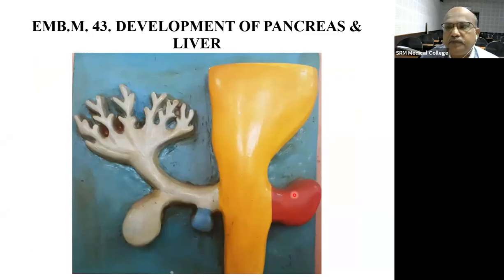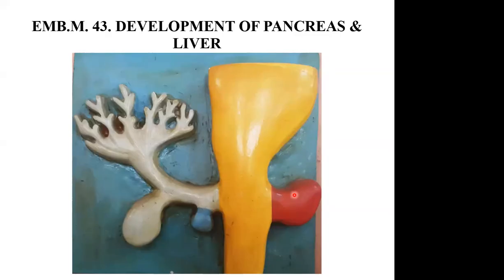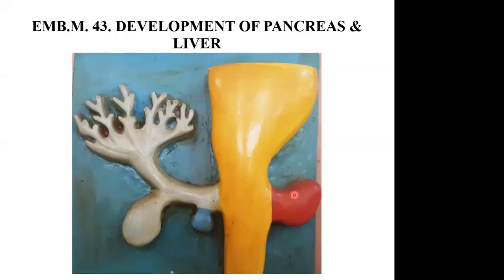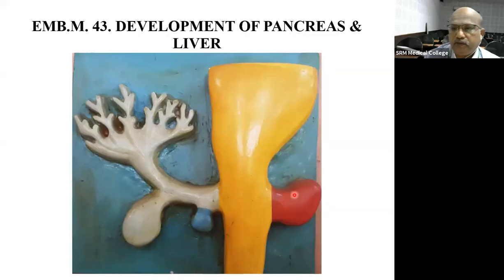Yes, number 100. Yes, what's your name? Rohan, sir. Rohan, what are the parts of the pancreas developed from the dorsal pancreatic bud? All the parts of the pancreas except the lower part of the head and the uncinate process. Very good. So that is the development of the pancreas.